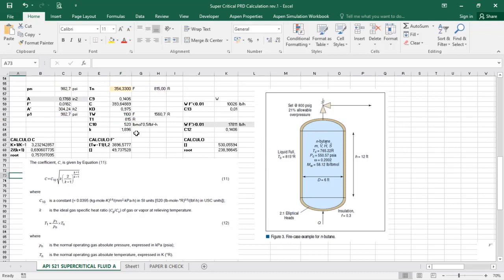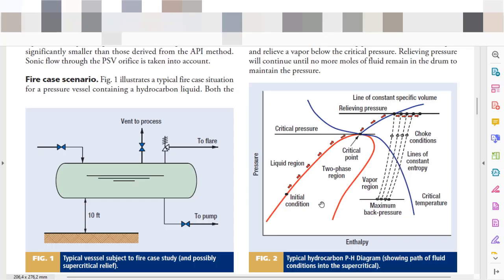In real life, you will not have this information available to you. So how can you estimate the relief temperature if you have your fluid in liquid conditions in normal operation? To do that, let's get the support of a process simulation software like Aspen Hysys. But first, let's review the fundamentals.